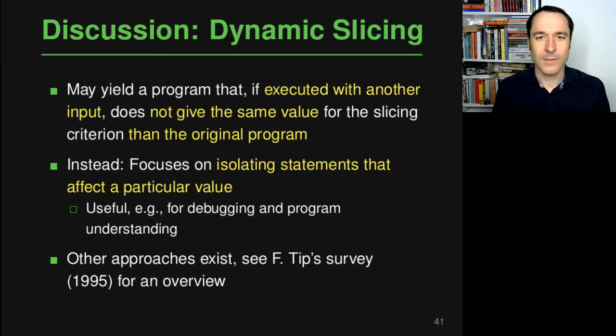So as you've seen, this revised approach of the dynamic slicing technique gives a smaller slice, which is probably better if you want to understand the behavior of the program triggered by one particular input where one particular sequence of statements is executed. One interesting property of this variant of the approach is that it may actually produce a program that, if you execute it with another input, does not give the same value as if you would execute the original program with the same input. But this is okay, because this is not the promise that this dynamic slicing technique is making. Instead, it tries to give you a small set of statements that is relevant for a particular value that you get somewhere. And this is really helpful if you want to isolate these statements, for example, if you're debugging or trying to understand why you're getting a particular value at a particular point when you execute a program.